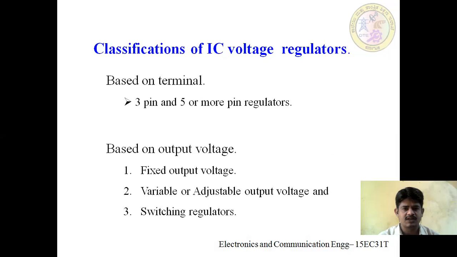Now we will see the classifications of IC voltage regulator, meaning how we can classify the IC voltage regulator. The classification is based on various things. First, based on the terminals used, meaning how many terminals the IC voltage regulator has. Based on that we have the 3-pin IC voltage regulator, the 5-pin IC voltage regulator, or an IC regulator with more pins, maybe more than 5 pins. So based on the number of pins we can classify the IC voltage regulator.